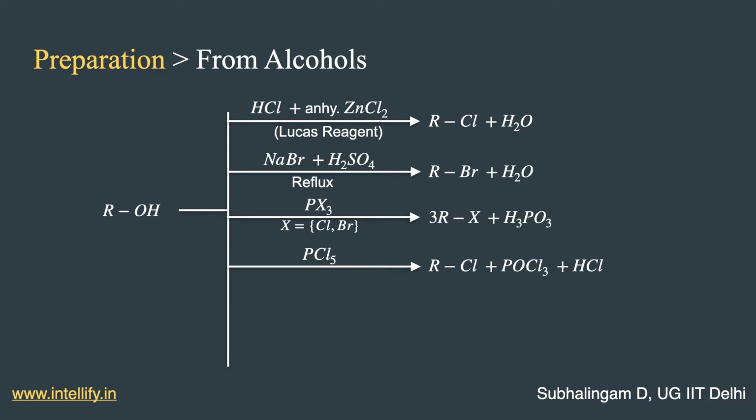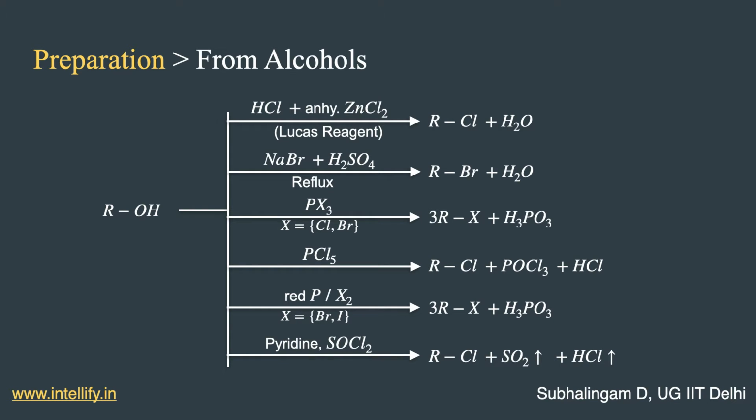We can also take phosphorus pentachloride to get the corresponding alkyl chloride along with POCl3 and HCl. Okay, let's look into one more reagent, that is red phosphorus in presence of the halogen itself. Here the halogen is bromine or iodine. We again get 3 moles of RX and H3PO3. Last but not the least, and the most important method, is SOCl2 in the presence of pyridine. We get alkyl chloride with some byproducts.